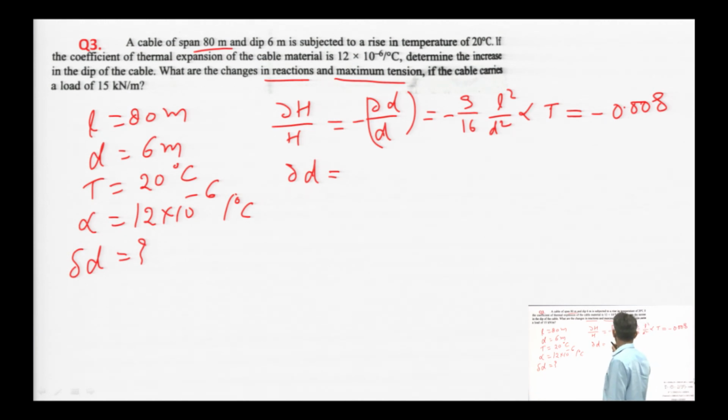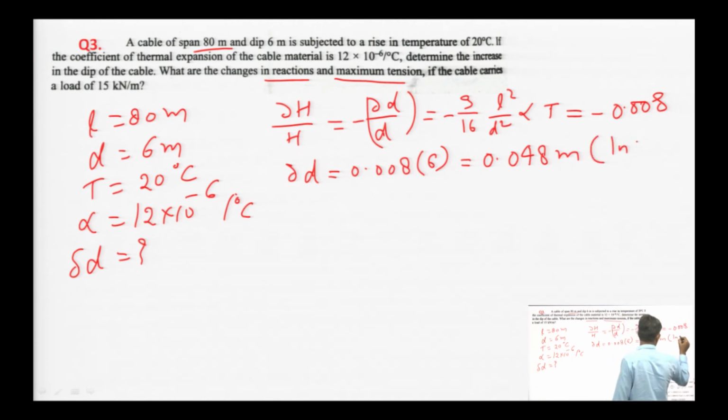The dip D is known to you, therefore del D will be 0.008 multiplied by 6 meter, which means 0.048 meter. The plus sign means it is going to increase.